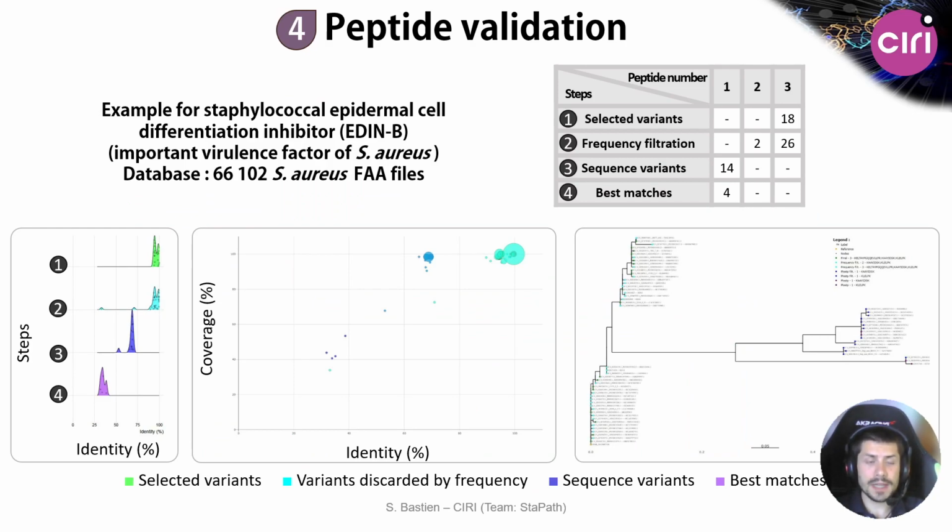A few words about the database. We retrieved approximately 66,000 SRS FASTA amino acid sequences from GenBank. This example represents results from ECCB, which is an important virulence factor of SRUs. The final peptide list contains 3 peptides and was generated from 18 allelic variants, representing 98% of the total frequency of all allelic variants of ECCB.